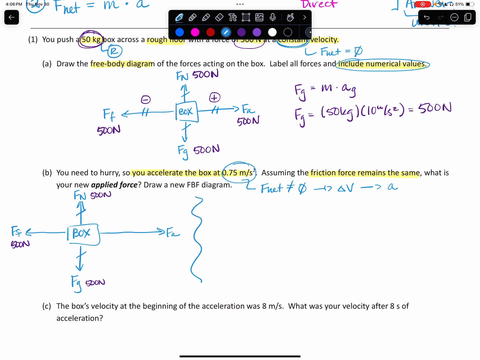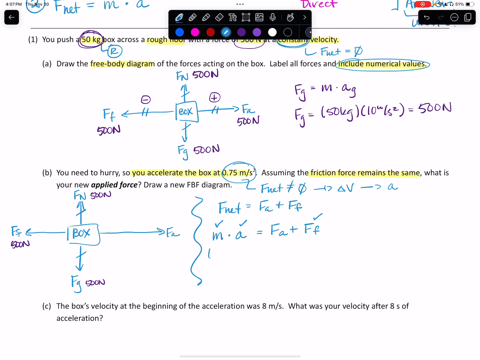All right, I know that F net is equal to that applied force plus my frictional force. I also know that F net is equal to the mass times the acceleration of my object, so I can set that equal to the applied force plus the frictional force. All right, and if I look at my information, I know the acceleration, I know the mass, and I know the frictional force. So I can figure out what my new applied force is by plugging in.